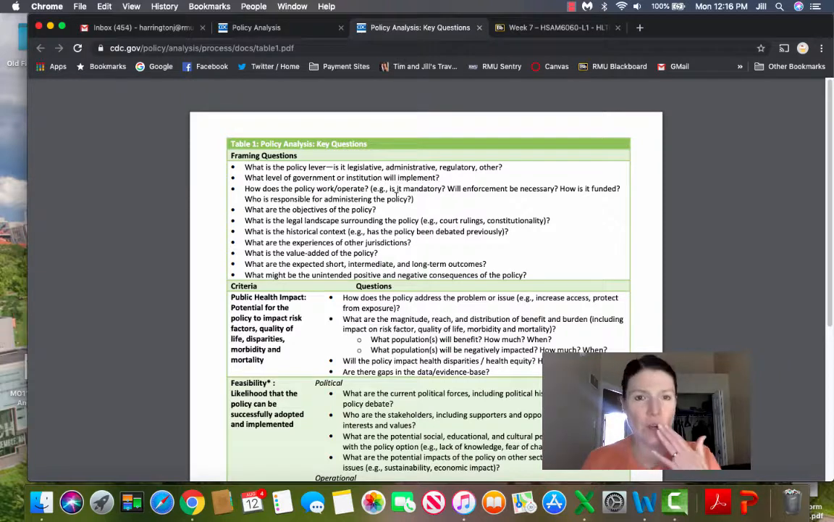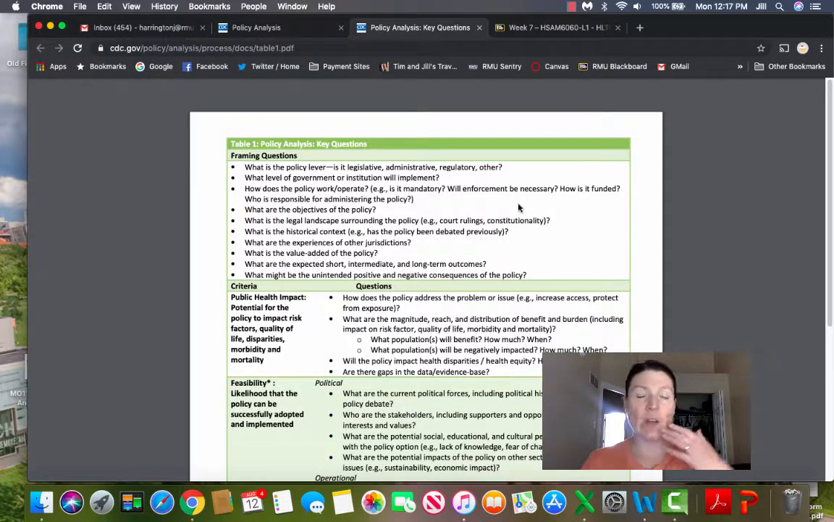So it's really important to understand: is what you're doing mandatory? How will we enforce it? Who's responsible for administering the policy? All really important, and a lot of that goes back to the policy lever itself. Enforcement is another thing that's important to look at. Who's tasked with enforcement of a policy?